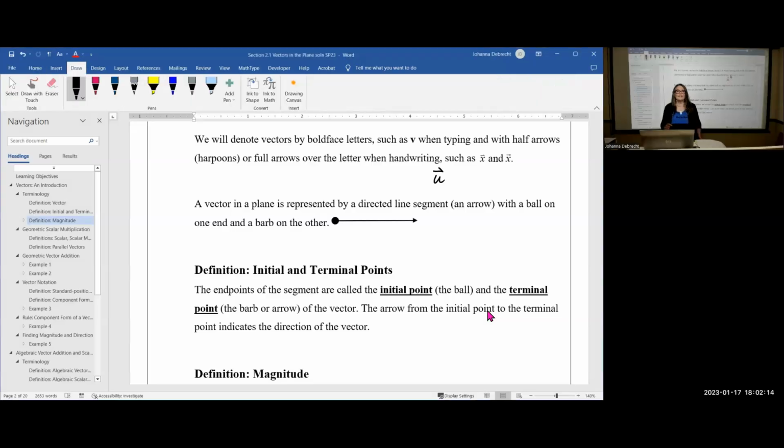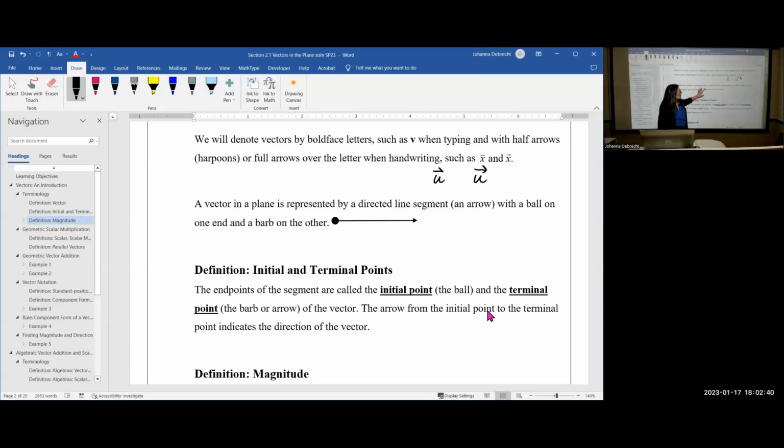Well, a harpoon is like half an arrow, right? It's the mathematician way, the lazy way. All right, so it looks like this with just one barb on the end of it. Now you can also draw an arrow if you want. So this would be the same vector right here, vector U, but it just takes longer to draw, right? So mathematicians are notoriously lazy in writing things down. So we mostly use the harpoon.